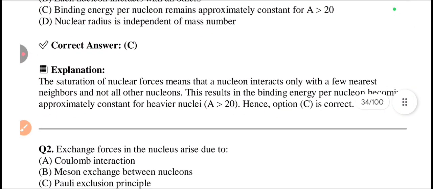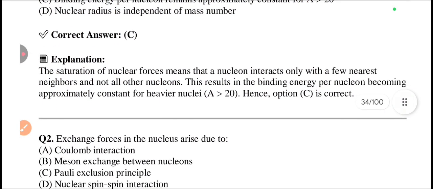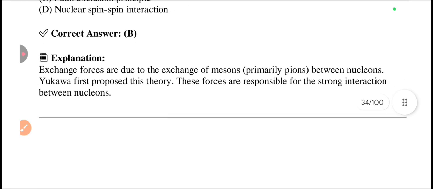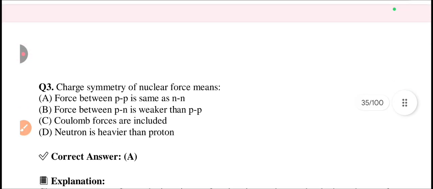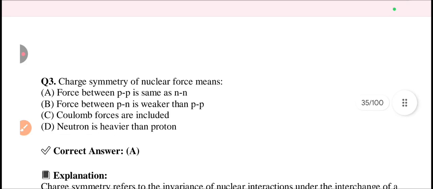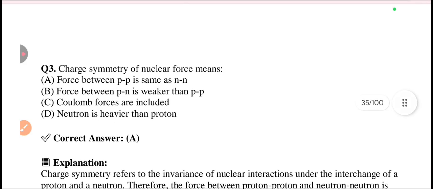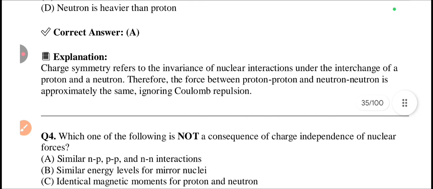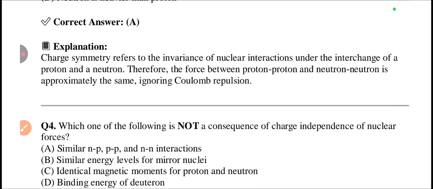Then again we have exchange forces in the nucleus arises due to meson exchange between nucleons. We have another question. Charge symmetry of nuclear force means force between proton is same as neutron. Which one of the following is not a consequence of charge independence of nuclear forces?